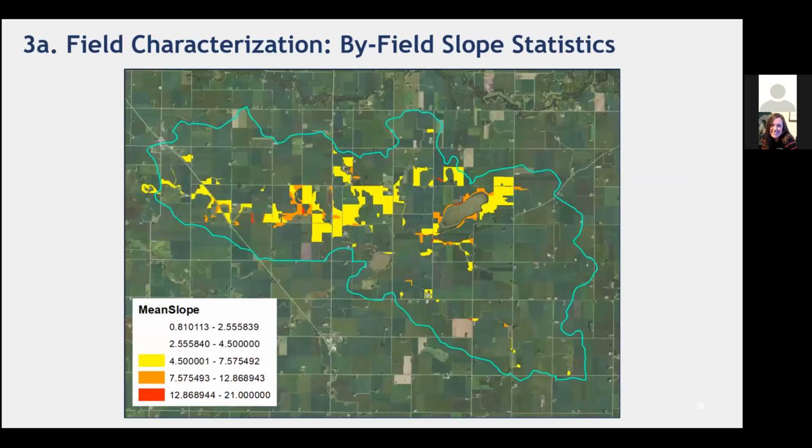Also, you can symbolize via the mean slope of the field. Since that table has the field boundary ID, you can join it to your field boundary data set, and you can visualize the mean slope across all the fields so that you can see which fields are going to be sloping the most.